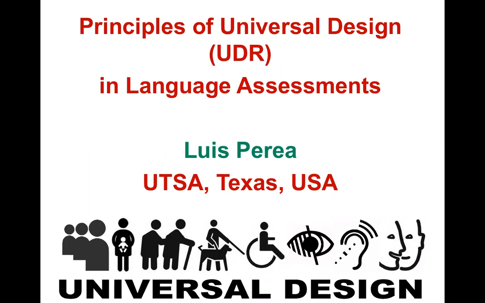So let me talk about principles of universal design, or something that is called UD, in language assessments. Notice these illustrations, they represent different people, right? People with different needs. People with disabilities, physically challenged people, perhaps people who may be blind or color blind, people who may have a hearing impairment, speech impairment, etc. This is very important for our students anywhere in the world, right?